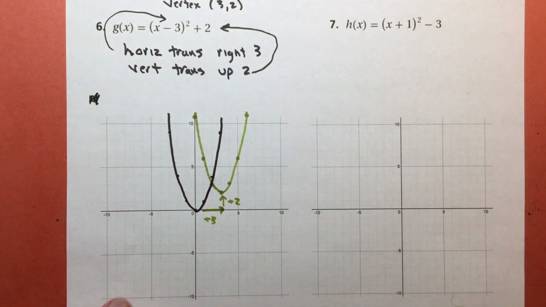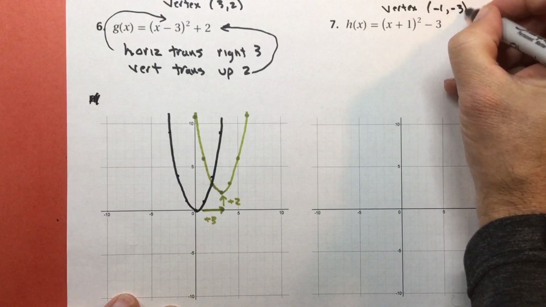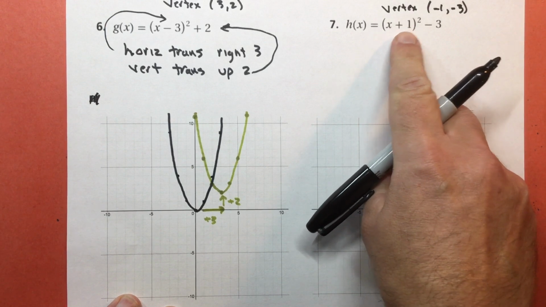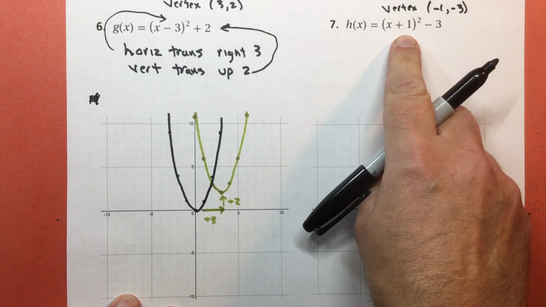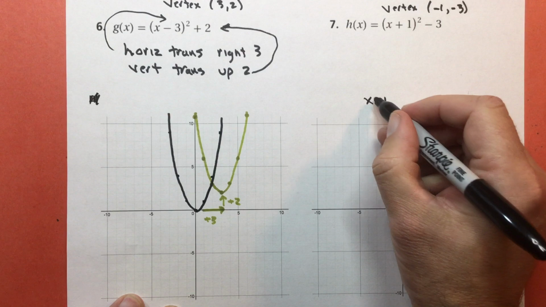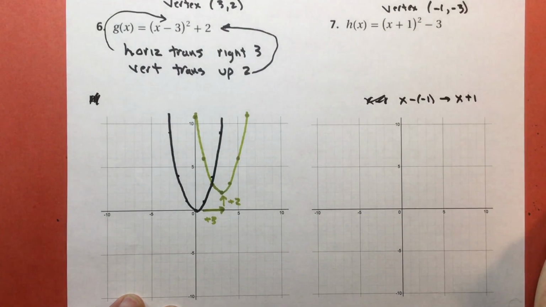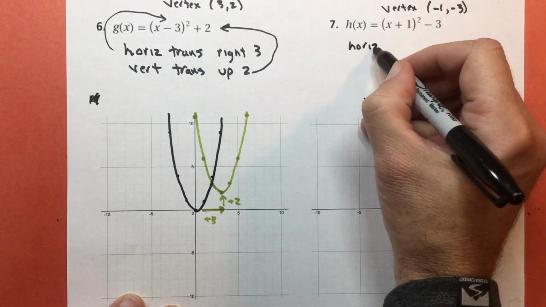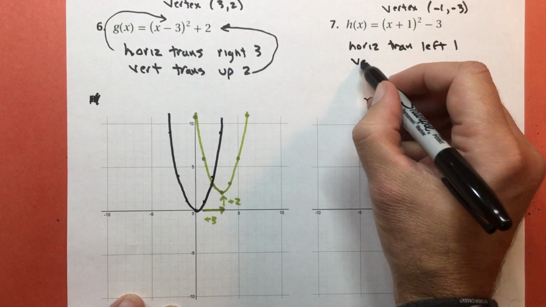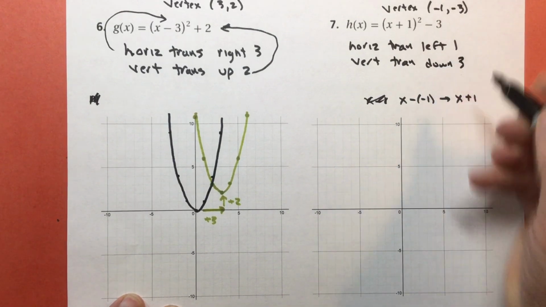Number 7 again is in vertex form. My vertex is -1, -3. How do I know it's -1? That looks like a +1. That's because that's x subtract -1, which looks like x plus 1. So remember, x subtract -1 looks like x plus 1. Remember that. So this is a horizontal translation to the left 1 and a vertical translation down 3.